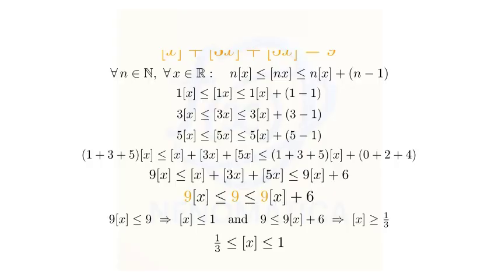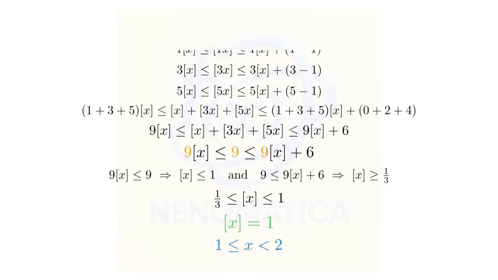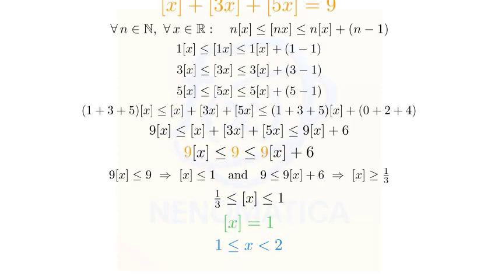Because floor of x must be an integer, the only possible value is 1. Therefore, x lies in the interval 1 to 2, including 1 but less than 2. Substitute floor of x equals 1 back into the original equation.